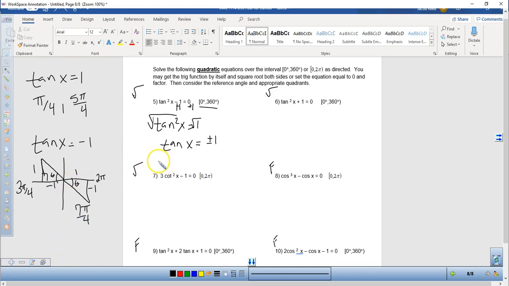So my total answer, x can be pi over 4, 3 pi over 4, 5 pi over 4, and 7 pi over 4. So these are the values that would work for this question.